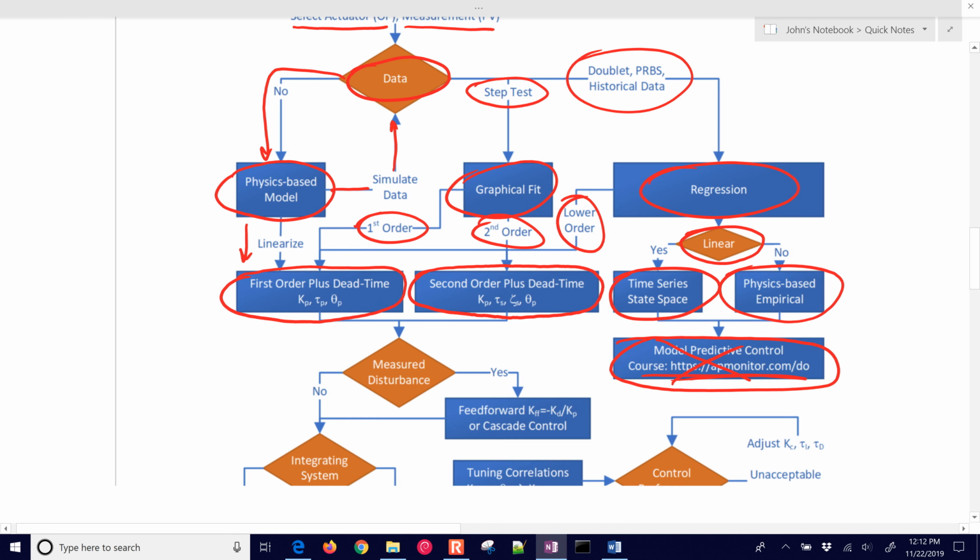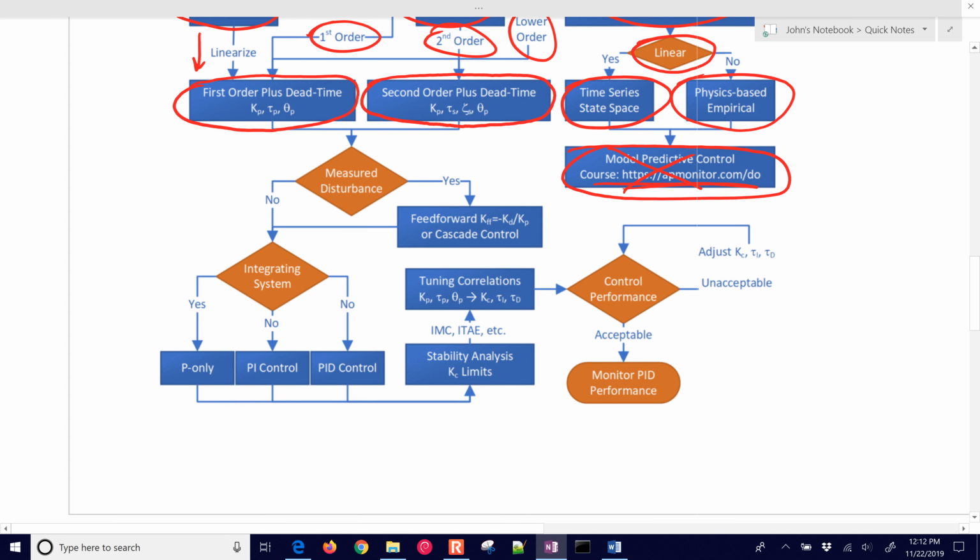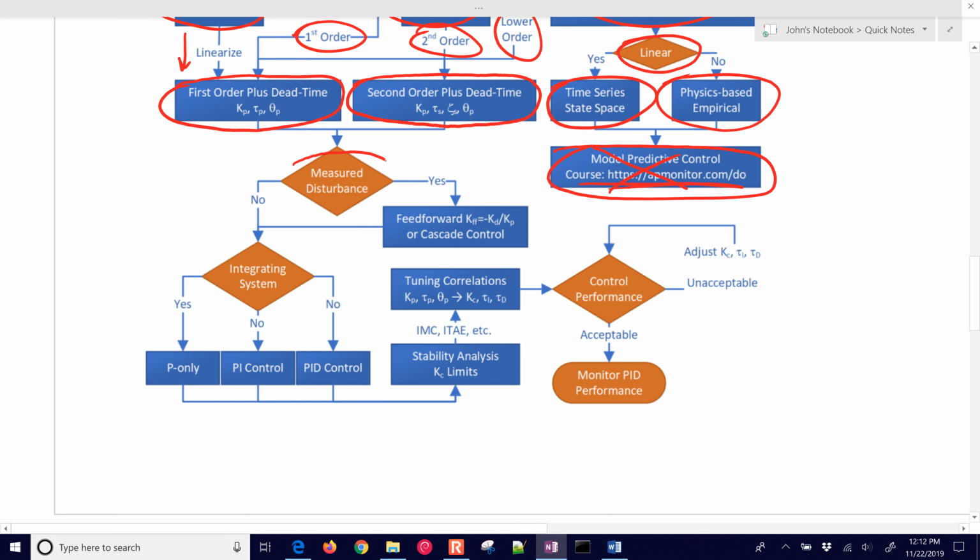So once we have a model, then we decide if we have any measured disturbances. If we do, then we might add a feed forward to our controller. And if not, we decide what type of PID controller we want. We can have just the P only, a PI, or a PID. If it's an integrating system, then we're going to use a P only controller. Otherwise, we're going to use one of these other ones.